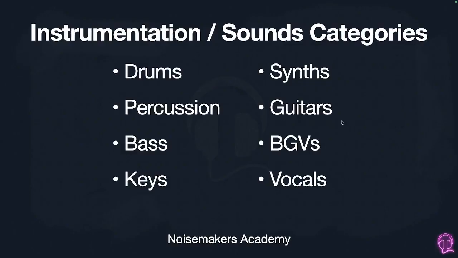Let's get going. So the instrumentation and the sounds categories, everything sort of falls into either drums, percussion, bass, keys, synths, guitars, background vocals, or BGVs for short, and vocals. And the reason why it's important to categorize things is just to help us stay organized when we're working, okay? Just to help us either in the session or when we're thinking about what needs to go where during the pre-production process, during like a demo or anything like that. We just want to make sure that we know what we're dealing with. All right, let's keep going.